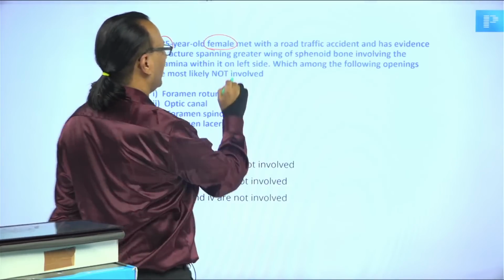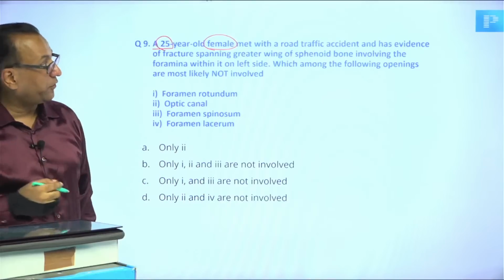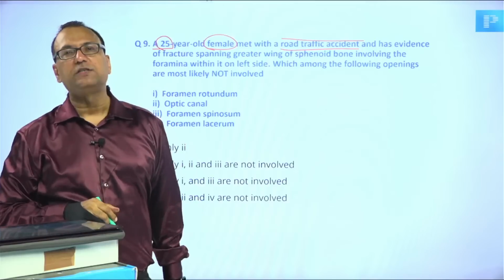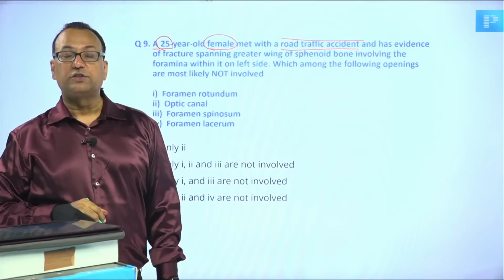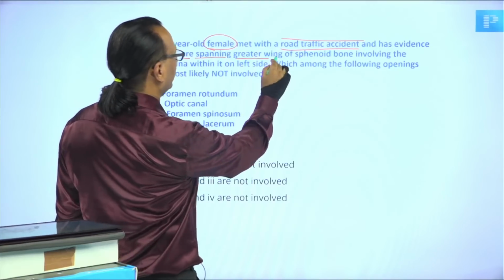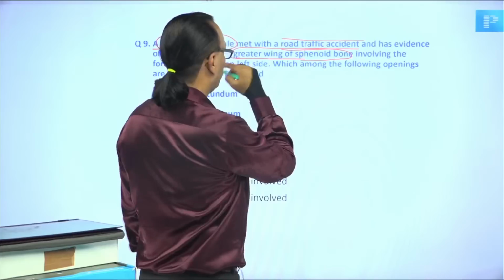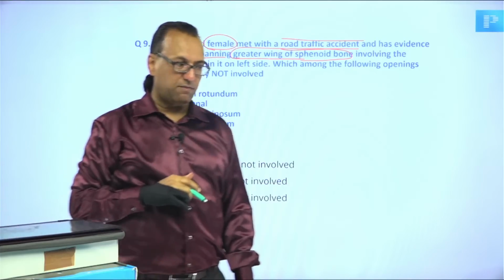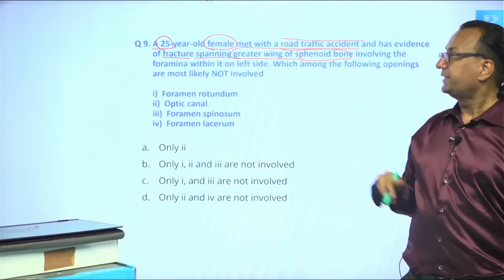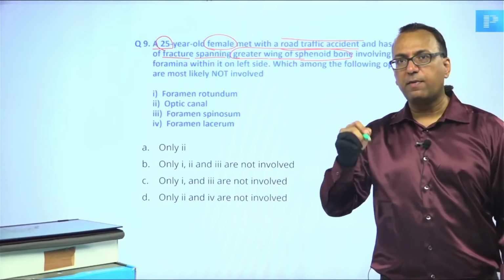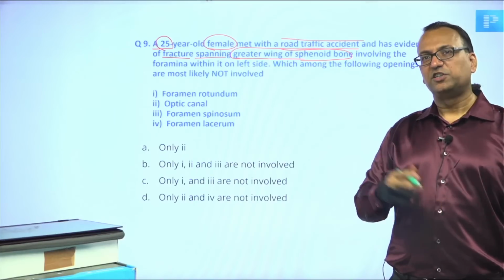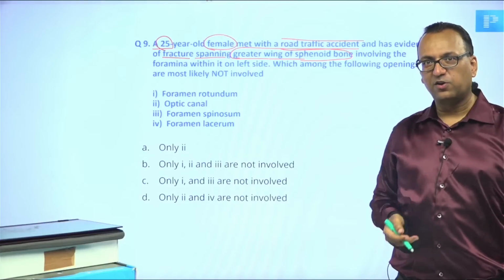"25-year-old female." Again, age may be important, sex may be important, road traffic accident. All the road traffic accidents have come. They will ask you such questions because in internship you get such patients. That is why. And there is evidence of fracture spanning the greater wing of the sphenoid bone. I did my MBBS from Bangalore Medical College, Government Medical College, Bangalore, and any such case, we refer to NIMHANS, neurosurgery, neuropsychiatry, neuromedicine.